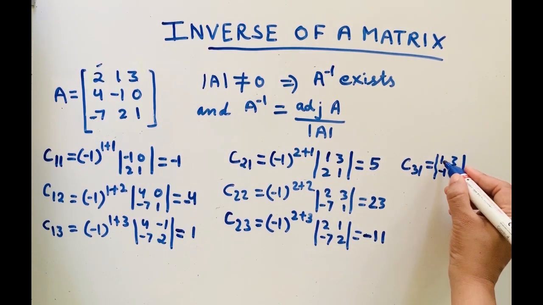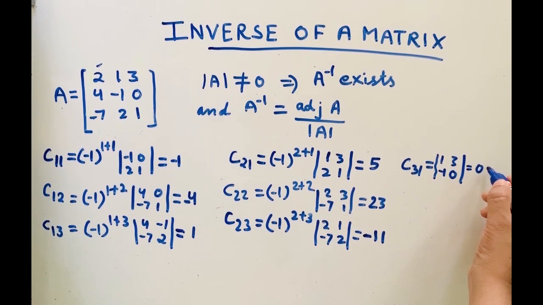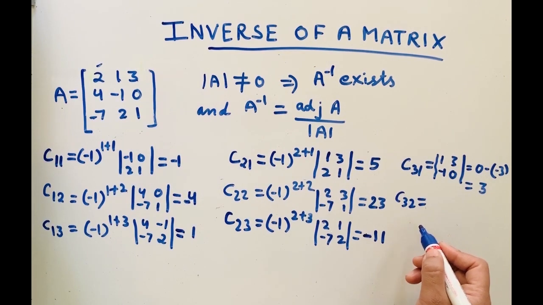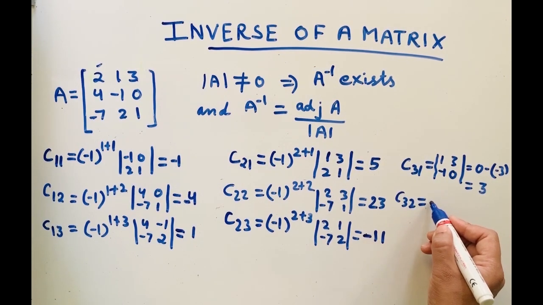So after solving this, you will get 0 minus of -3. So answer will be 3. Okay, so we got this one, C31. The same way you can find out C32. So C32, see, sum of these two is odd, so you'll get a negative sign.